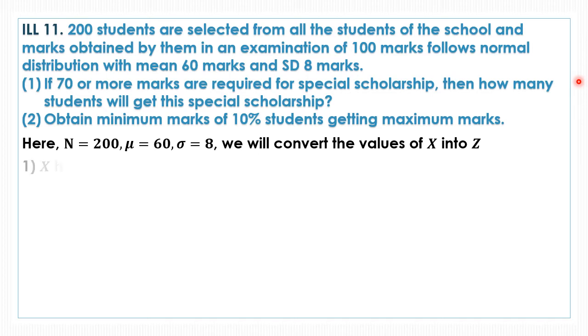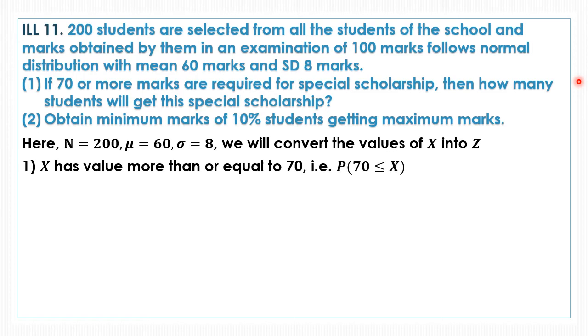Let's see how we can solve this first one. X has value more than or equal to 70 marks. We need students getting scholarships. When do students get scholarship? When they score marks of 70 or more. So we have to depict it as 70 or more.